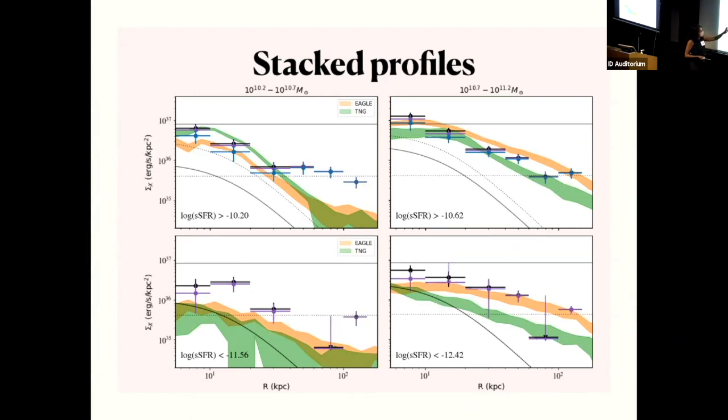And so what you'll see is in the low mass stack, the simulations lie slightly below the observations. In the high mass stack, Eagle actually agrees fairly well with the observations, whereas TNG lies significantly below. So what this is telling me is that it could come from one of two things.